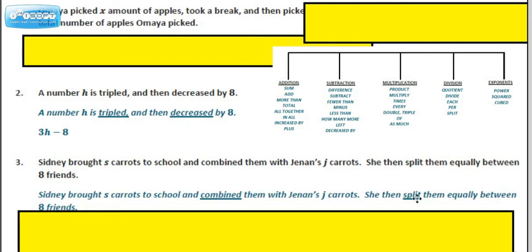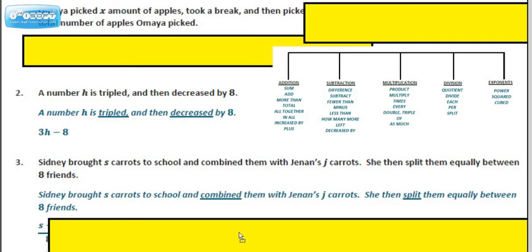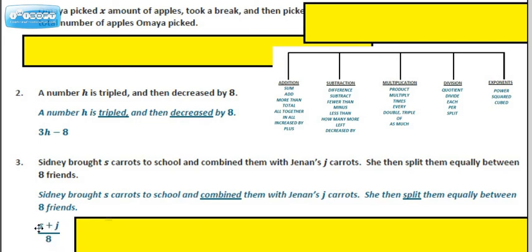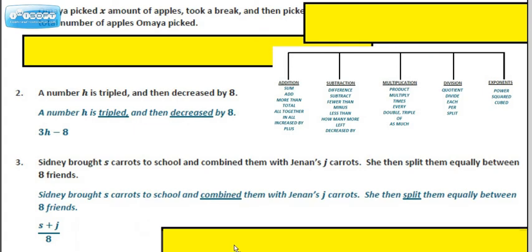Now, if we're going to be splitting equally, that means we're going to be dividing by something. So in this case, we're dividing by 8. So we have something divided by 8, and let's think about what that something is. In this case, it's going to be S plus J, because that's Sydney, representing the carrots, plus J, which is her friend, and then we're splitting that equally among 8 friends. So this would be an appropriate expression to represent this situation.